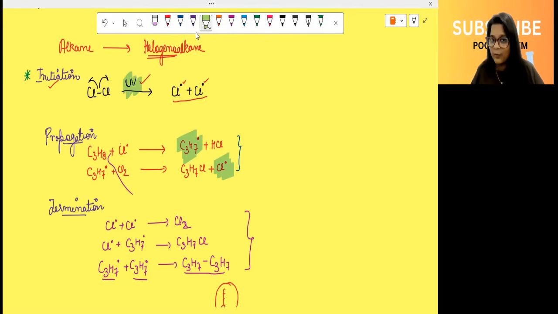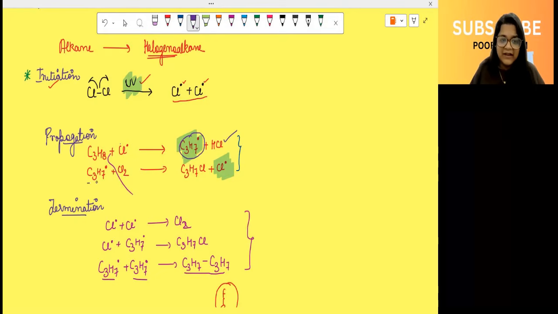Moving to the propagation step: let's say we have taken propane. When hit with a chlorine free radical, it will form a C3H7 free radical and HCl. Or there is a possibility that this alkane free radical reacts with a chlorine molecule to form a chlorine free radical and a chloropropane, right? In the case of propagation, it's mandatory that we show both the reactions, in which we form an alkane free radical and in which we form a chlorine free radical as well, right?